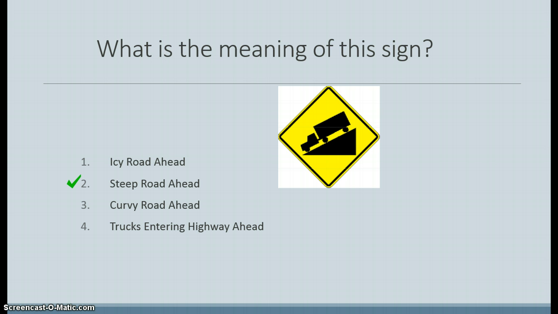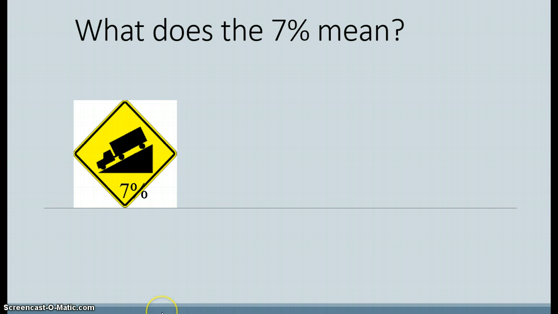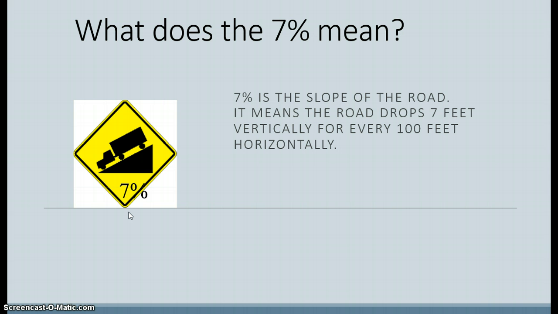So check this out. What does this mean, you guys? What do you think it means? Well, this means that the slope of the road is 7%. It means the road drops 7 feet vertically, which is in the y-axis, for every 100 feet horizontally. Alright, so that's the steepness of this road, like it's shown right here.